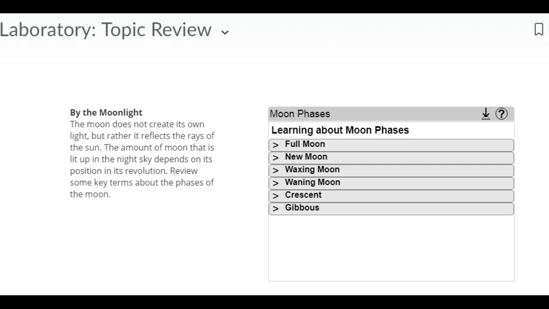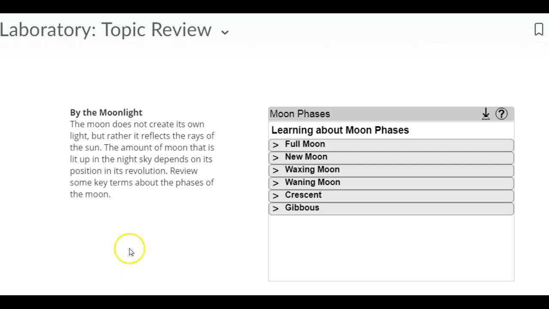Remember that the moon does not create its own light. It reflects the rays of the sun. The amount of the moon that is lit up in the sky depends on its position in its revolution. Remember, the moon is revolving around the earth, and so depending on where it is in relation to its revolution around the earth, it's going to depend how much of the lit up portion of the moon that we see when we are viewing from Earth.